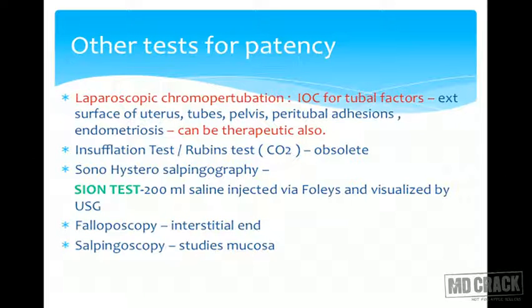Again, sonohysterosalpingography, it's also called the SIS test, in which 200 ml of saline is injected via a Foley's catheter, and once this fluid is moving in, at the same time you are doing ultrasound and you are seeing the movement, and if there are any lesions inside the cavity, they can be picked up very nicely.